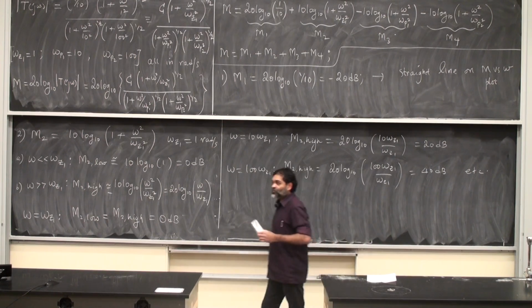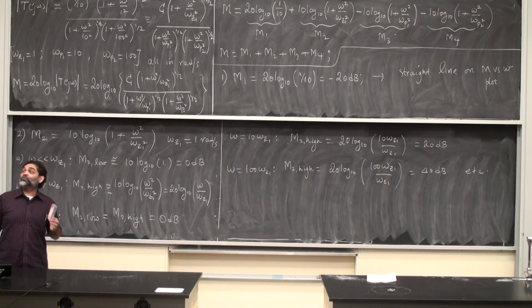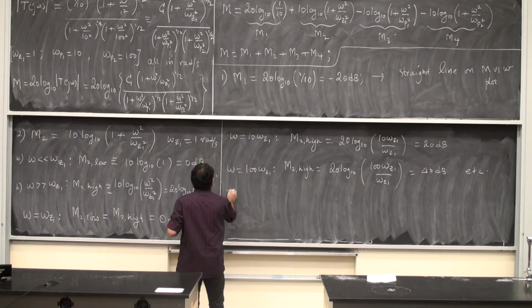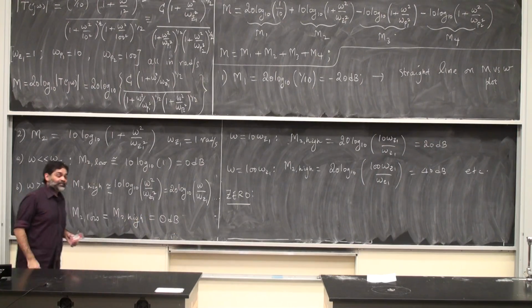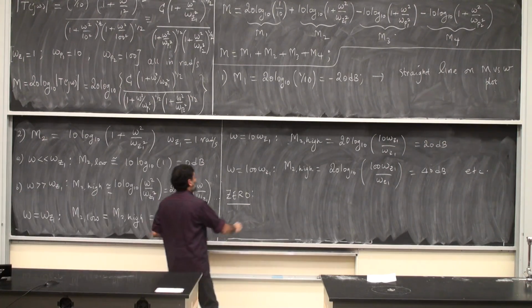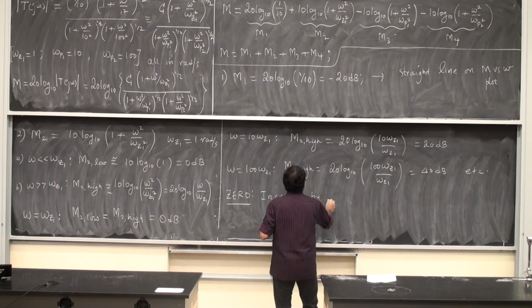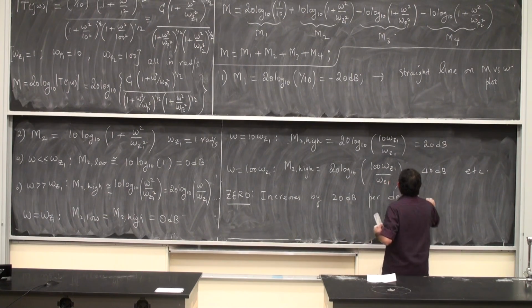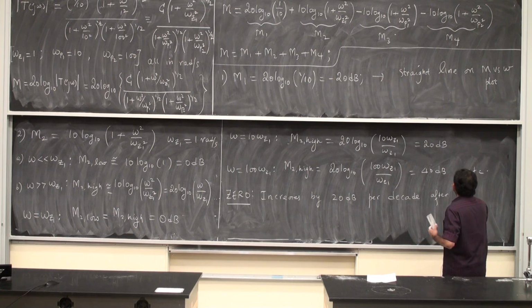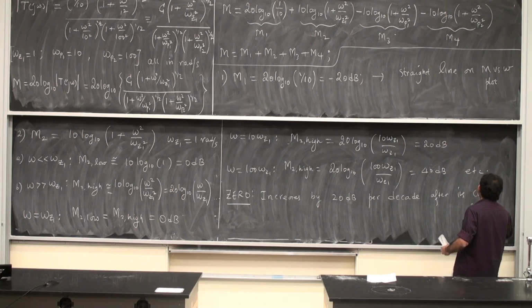You get the story. It's going to keep increasing. So if you have a 0, it's going to keep increasing at a rate of 20 decibels per decade from its cutoff frequency. So for a 0 of the system, if you have numerator dynamics, then it increases by 20 decibels per decade after its cutoff frequency.